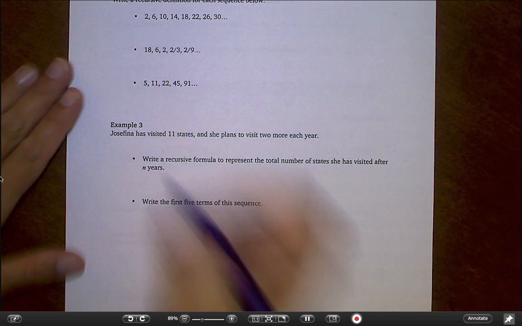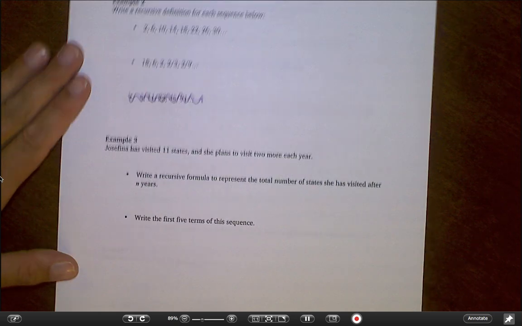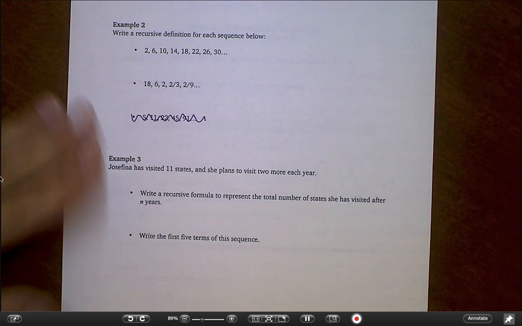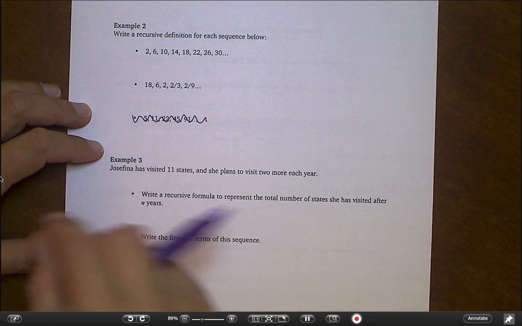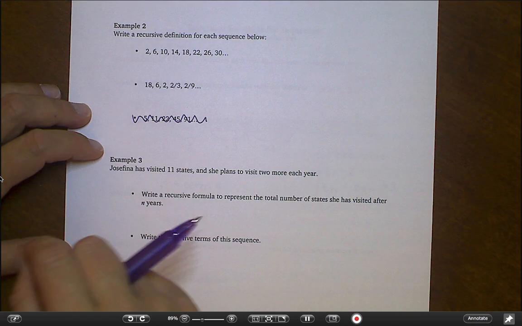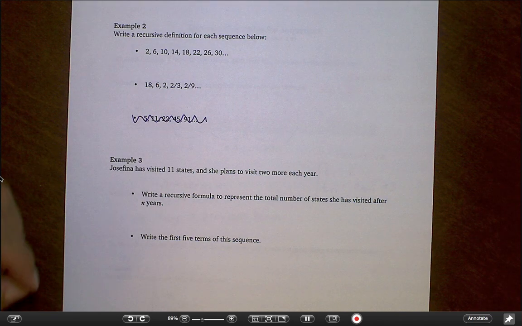So example 2, and I will tell you, I caught just after I printed this, there's a mistake in this third one, so we're just going to cross that third one off. Okay, so write a recursive definition. By the way, recursive definition and recursive sequence are really the same thing. Okay, we're writing the same type of notation. This is where we're defining the first term and then saying how do you get to the next term.